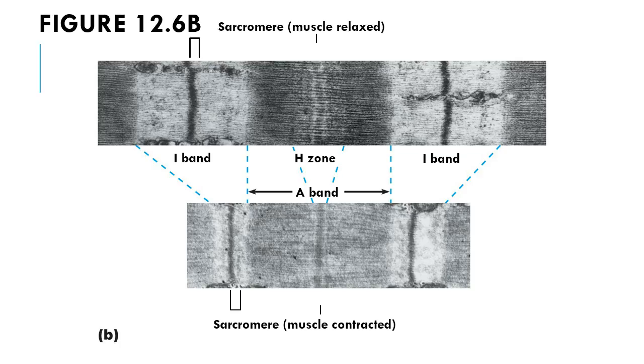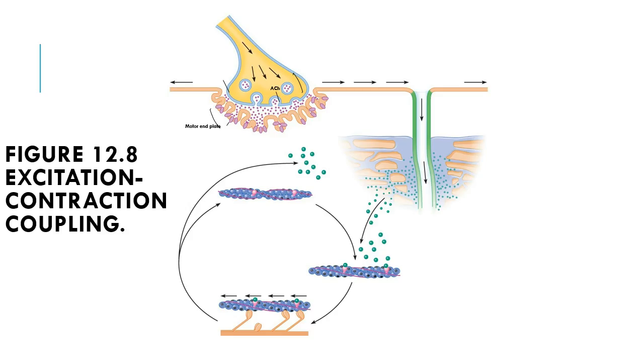All right, so let's go back and review the sequence of events. If you turn your attention to figure 12.8, it illustrates what's called excitation-contraction coupling. This is a video that I showed in your lab last week. When a skeletal muscle gets excited, is it going to immediately contract? There's a whole series of events which happen that lead up to contraction.